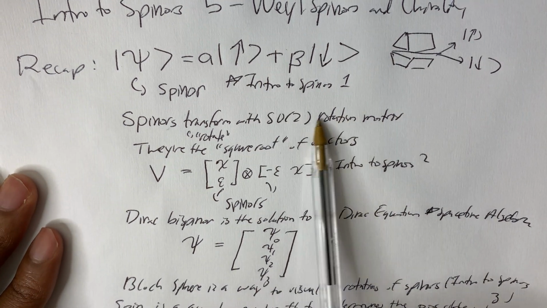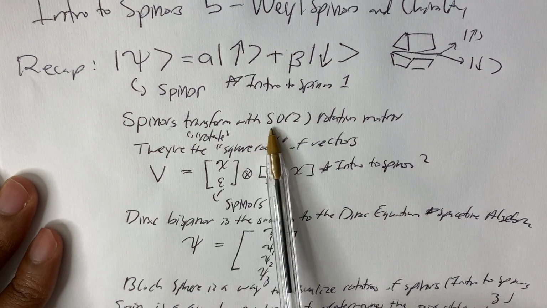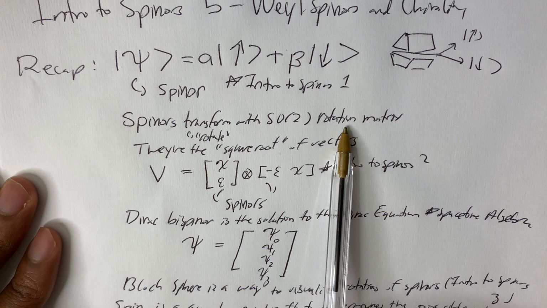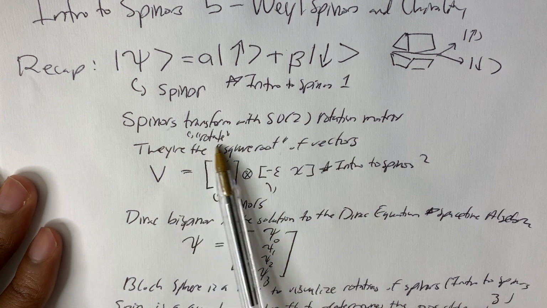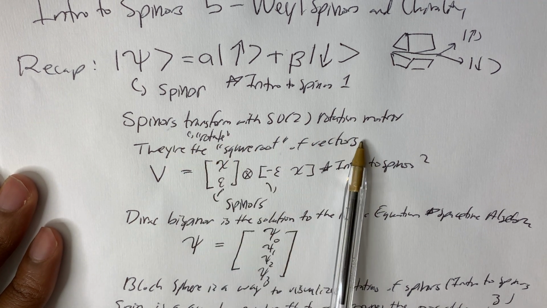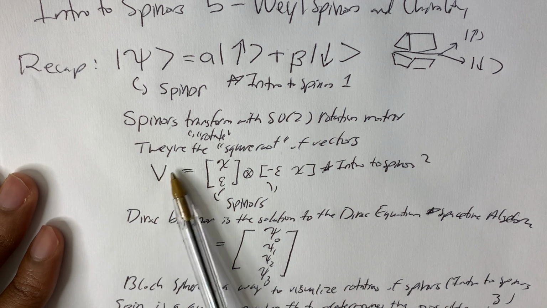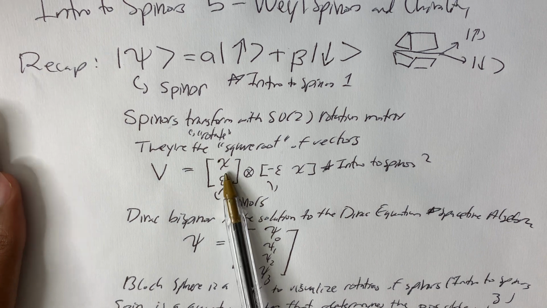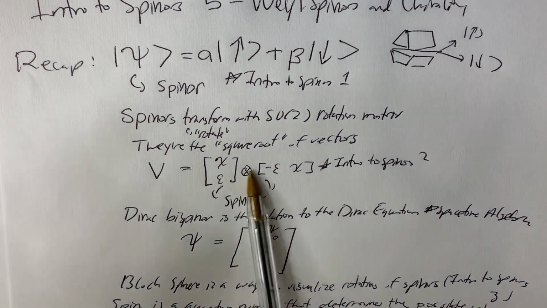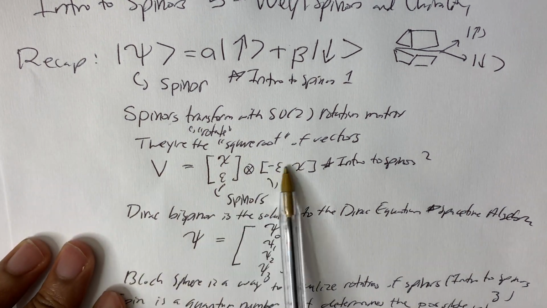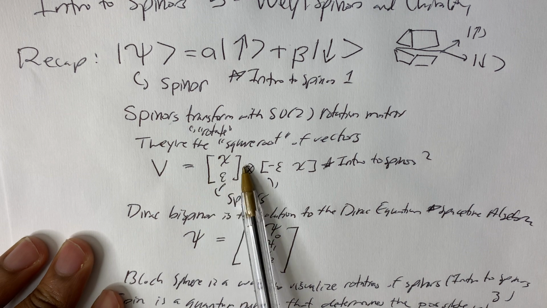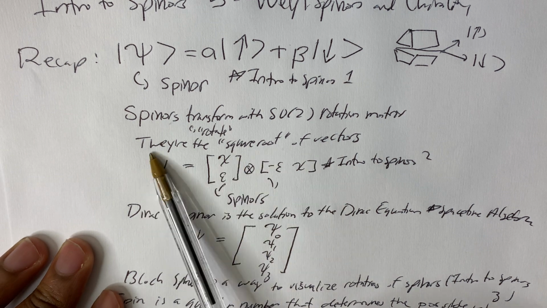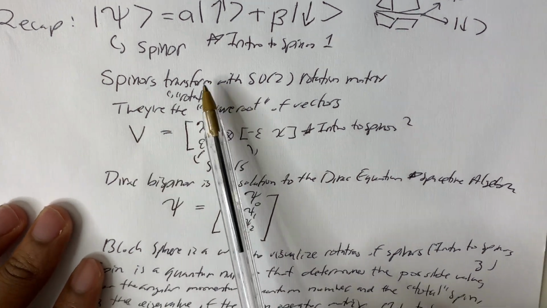In part 2, we learned that spinors transform with SU2 rotation matrices, in that they're kind of like the square root of vectors. So we can take some polyvector, or matrix vector, as I like to call them, and write it as some tensor product of two spinors. So each spinor can be said to be like the square root of that polyvector.